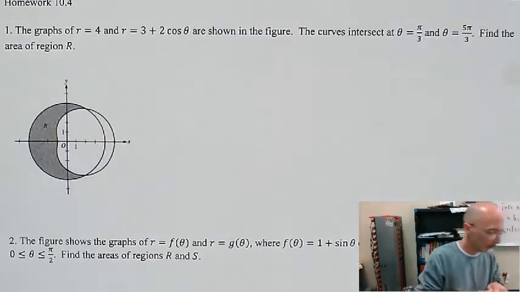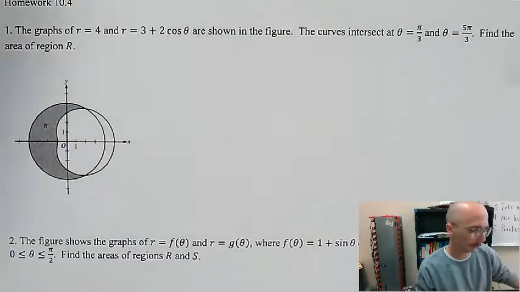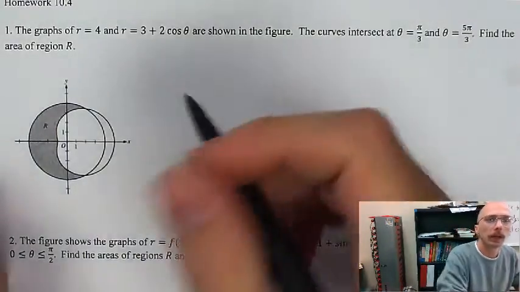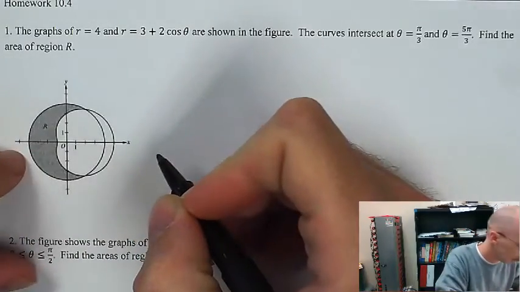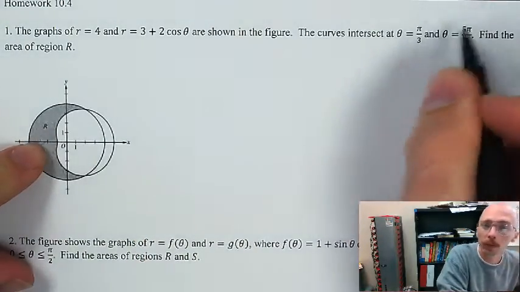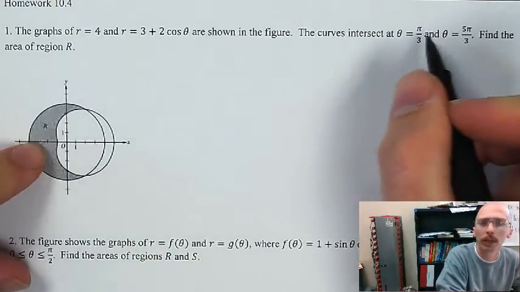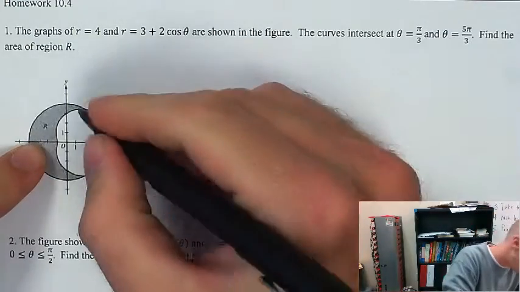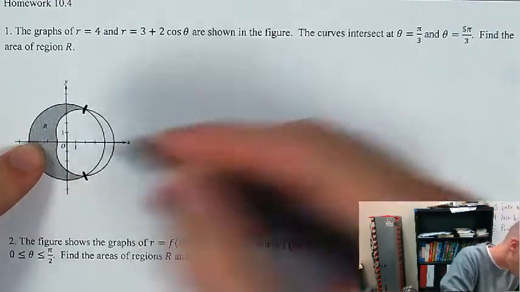Alright, in this video we're going to be doing some polar area practice for Calc BC. And so we're going to start with this one. Looks like a crescent moon. And they gave us the bounds of integration, so that's really helpful. And that happens quite a bit, right? So we know that we're going to be integrating from pi over 3 to 5 pi over 3.